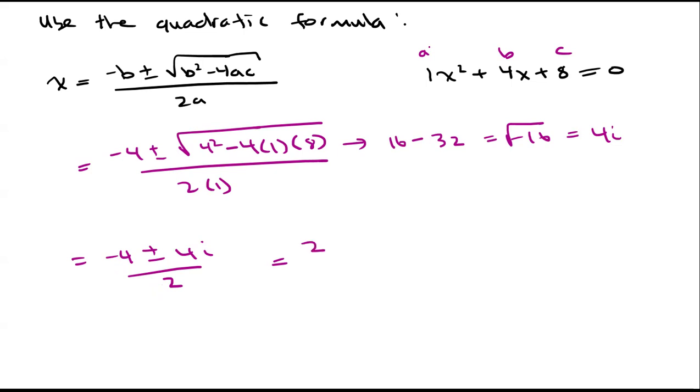So I can take out a 2, and that gives me negative 2 plus or minus 2i divided by 2. Now I can eliminate that 2, and our answer here is going to be negative 2 plus or minus 2i.